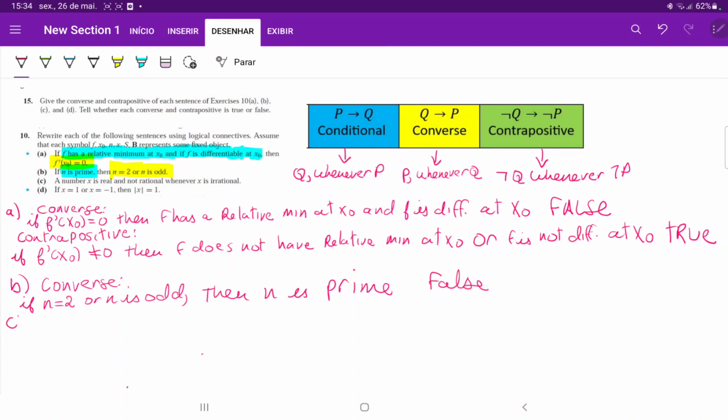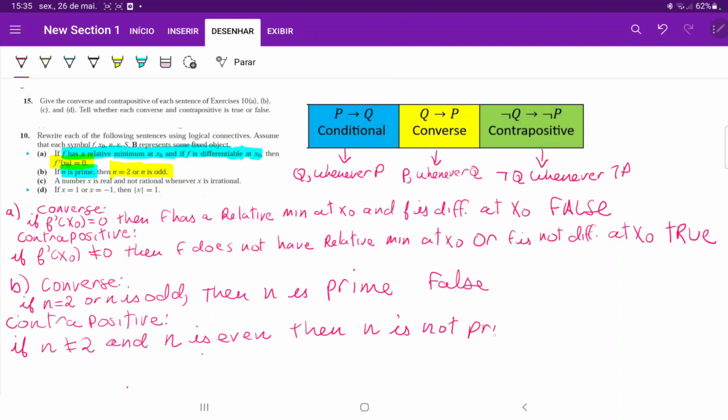Now let's do the contrapositive, where we're going to deny Q and deny P. So if n does not equal 2, and remember that when we're denying a disjunction, it becomes a conjunction by De Morgan's laws, and n is not odd, right? And n is even, then n is not prime. Now this one is true, right?